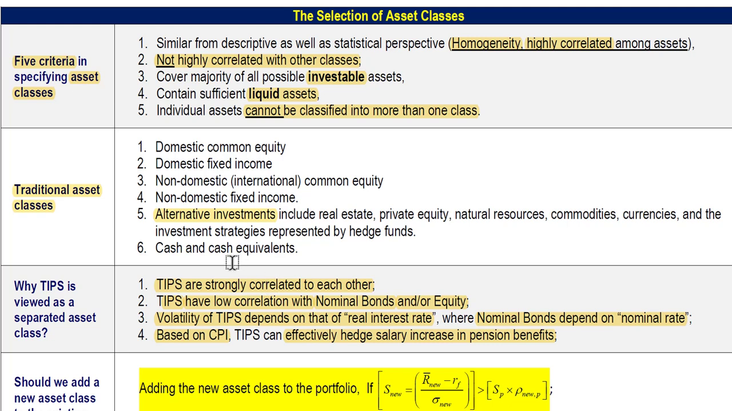Another one: always remember cash and cash equivalents are another asset class. Sometimes we ignore that because we think cash generates no return, so it should not be an asset class. It is an asset class. All right.